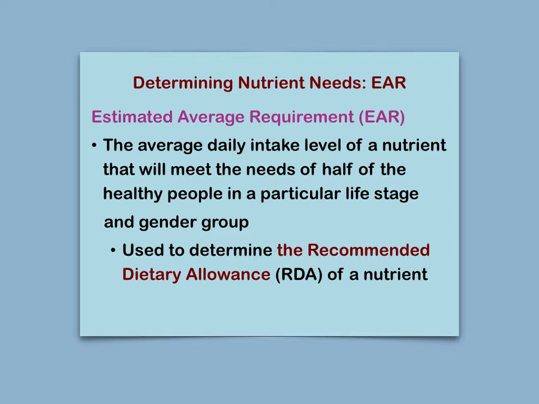Estimated average requirement would be the average daily intake level of a nutrient. That's based on meeting the need of half of the healthy people in a particular life stage and gender. That means elderly, teenagers, children, male or female. An EAR is used to determine the recommended dietary allowance, RDA, of a nutrient.